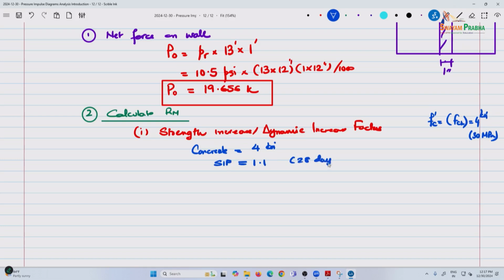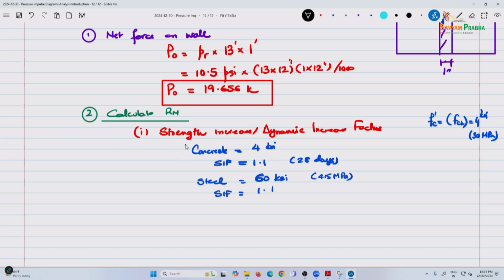There was a chart I had given you a while ago which showed 3 different graphs showing the dynamic strength increase factors. So you can use that. It might even be longer than 28 days. For steel, which is our 60 KSI, so this is your 415 megapascal steel, the strength increase factor is also 1.1.